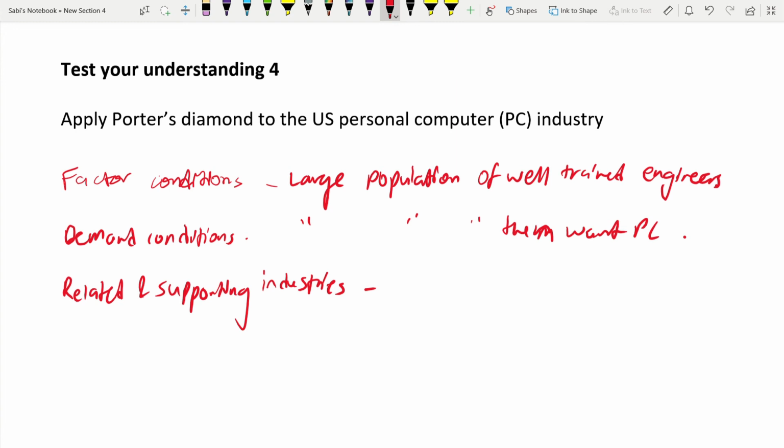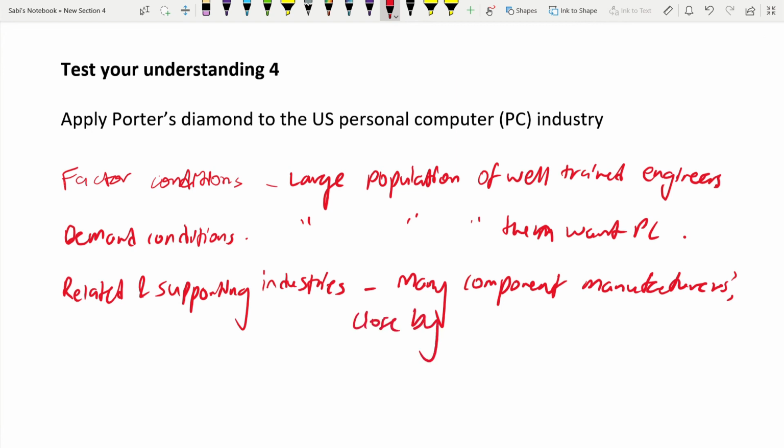Okay, so you need to contact the universities as well. Are there any engineers and all? They are related, they are supporting industry. So many component manufacturers, many component manufacturers close by. They all are close by, so it's easy. They're not far away that you have to hire or invest so much to bring them into one location. They are close by in one location only.